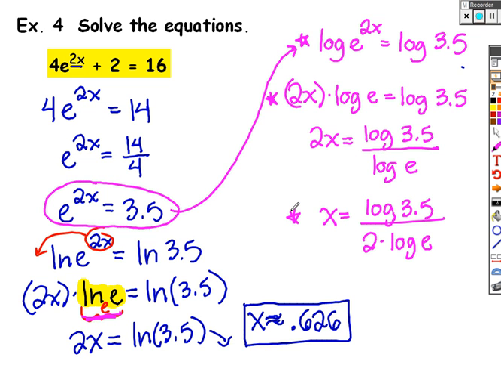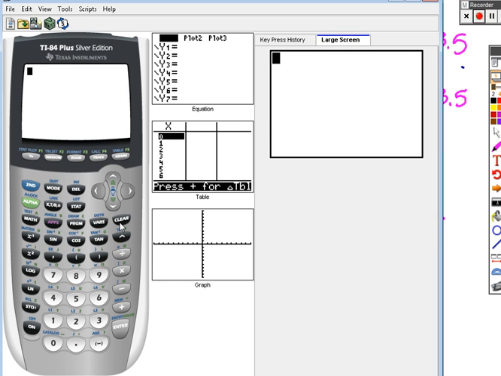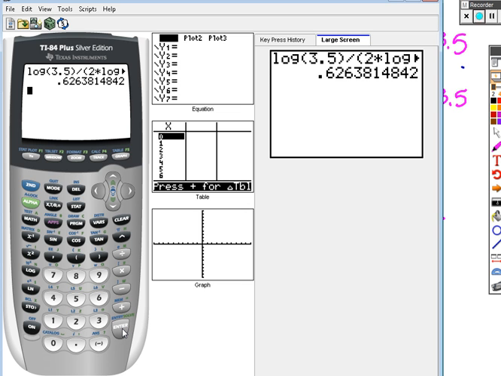If you type this into your calculator, you should get out the same answer. So if instead I used common logs, I'd have the log of 3.5, all of that divided by the quantity 2 times log of e, common log. And sure enough, I get out the same answer. Using the natural log just maybe cleans up the equation a little bit more since your base is e, but the common log certainly produces the same answer.